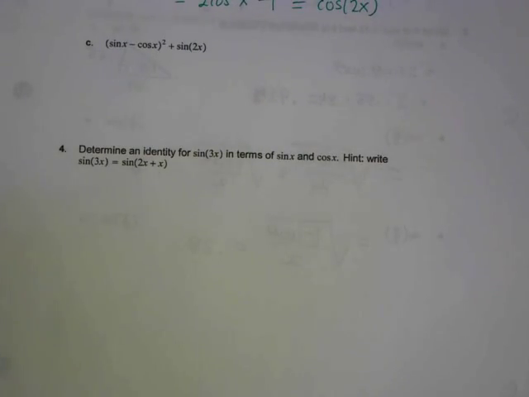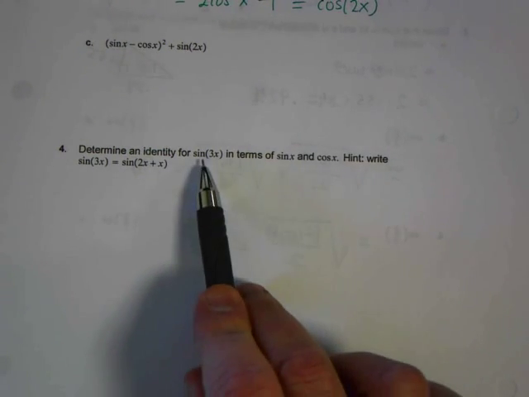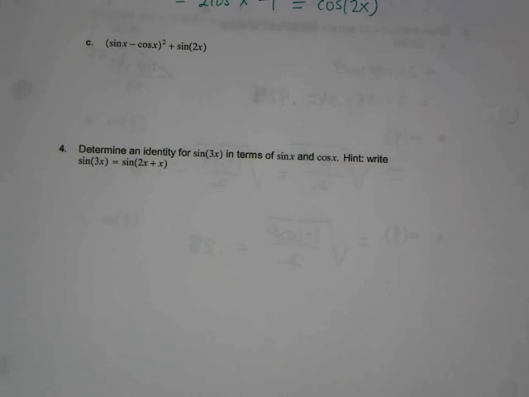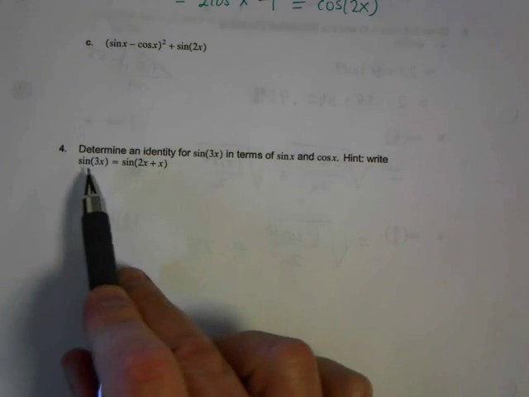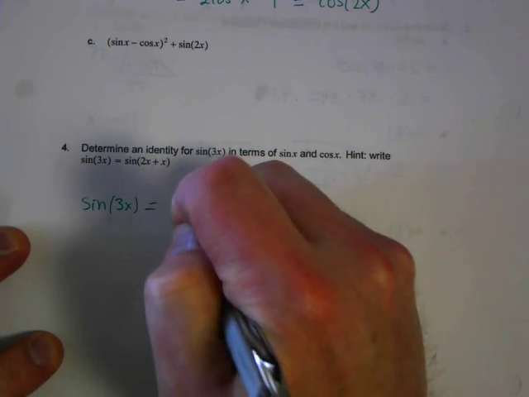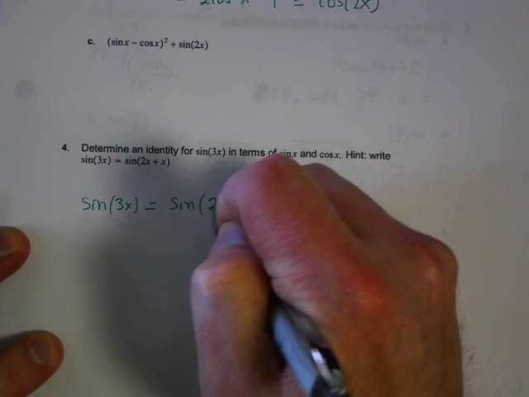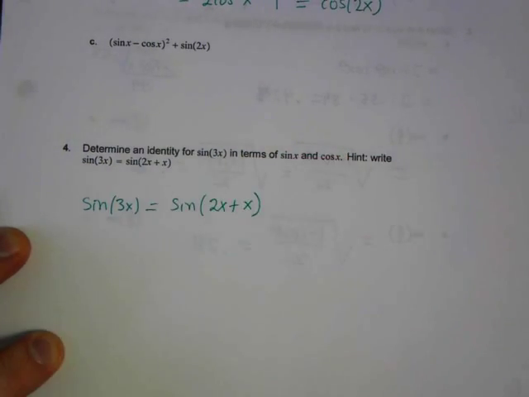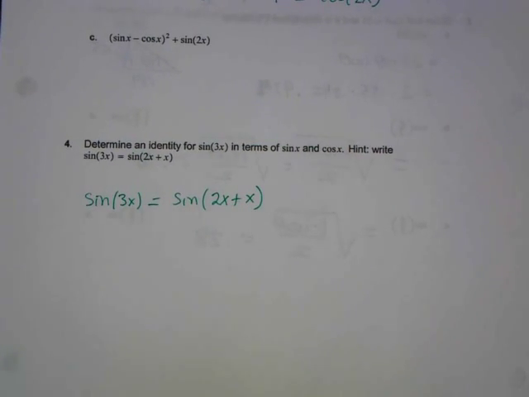All right, let's take a look at number 4 then. Number 4 says, determine an identity for sine of 3x. We have a formula for sine of 2x. How about sine of 3x? And it says, hint, write sine of 3x as sine of 2x plus x. Well, how is that going to help? How's it going to help to write sine of 3x as sine of 2x plus x?